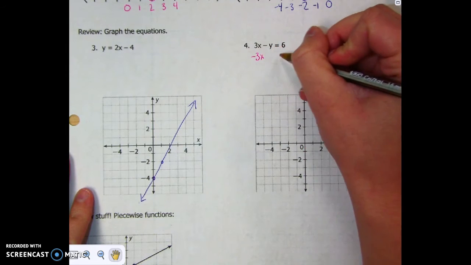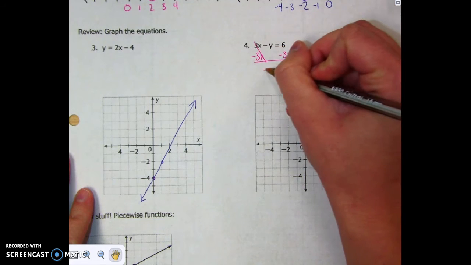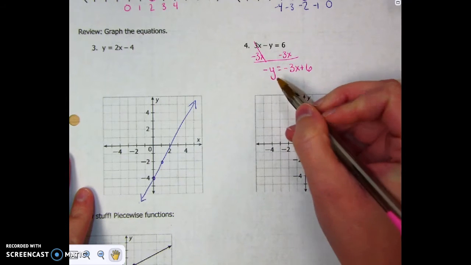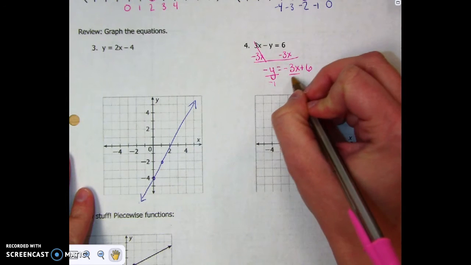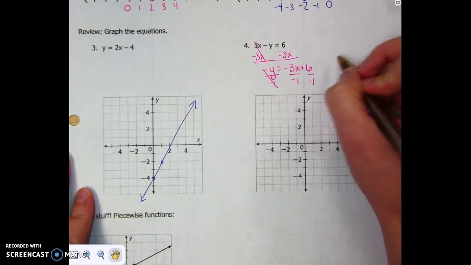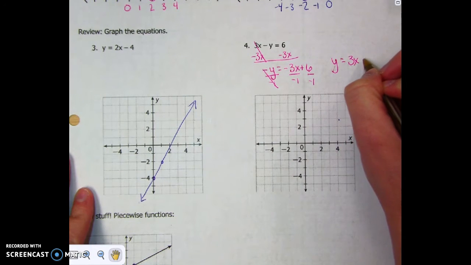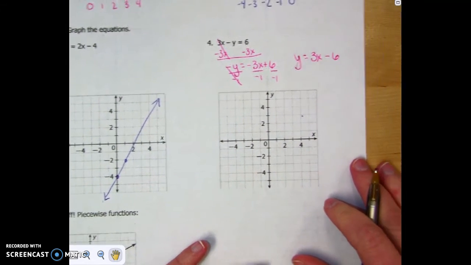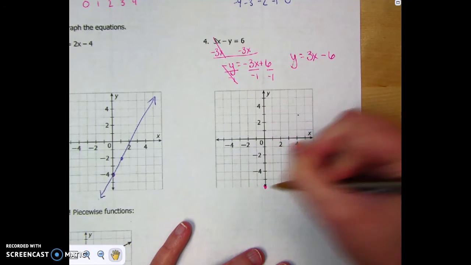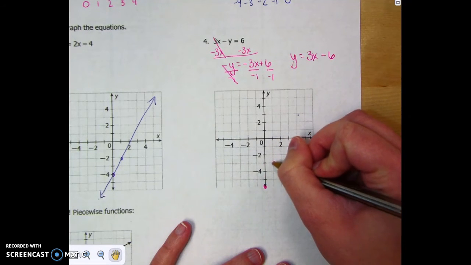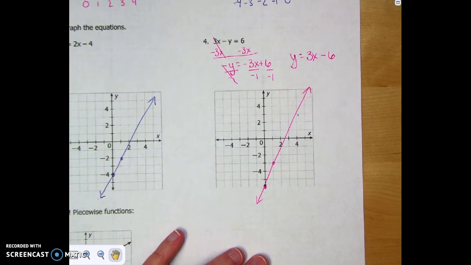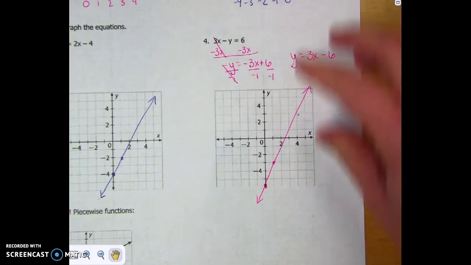Subtract 3x from both sides. So I get negative y equals negative 3x plus 6. I can't have a negative y. Divide everything by negative 1. Okay, so how do I graph it? Or something like that. Okay, are you ready to combine what we did up top with what we did here?